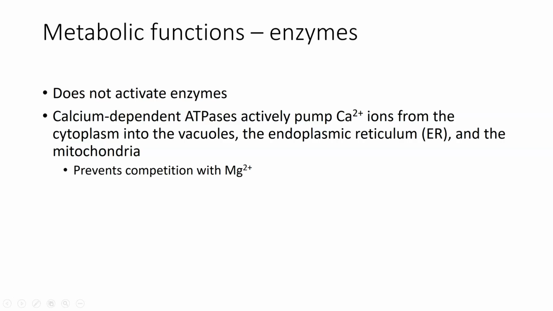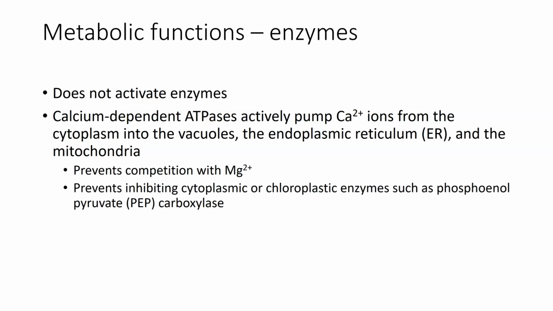This prevents competition with magnesium. Magnesium is a very important part in there. Remember, magnesium is found in chlorophyll, which means if you've got competition, you're not going to get the magnesium in chlorophyll, and that's not good. The pumping of the calcium out of the cytoplasm prevents inhibiting cytoplasmic or chloroplastic enzymes such as PEP carboxylase from functioning. If you've got something like a C4 plant, PEP carboxylase is extremely important. If you've got calcium in the middle of it, it's going to slow that down. Calcium has to be removed out of the way so it's no longer in the cytoplasm.